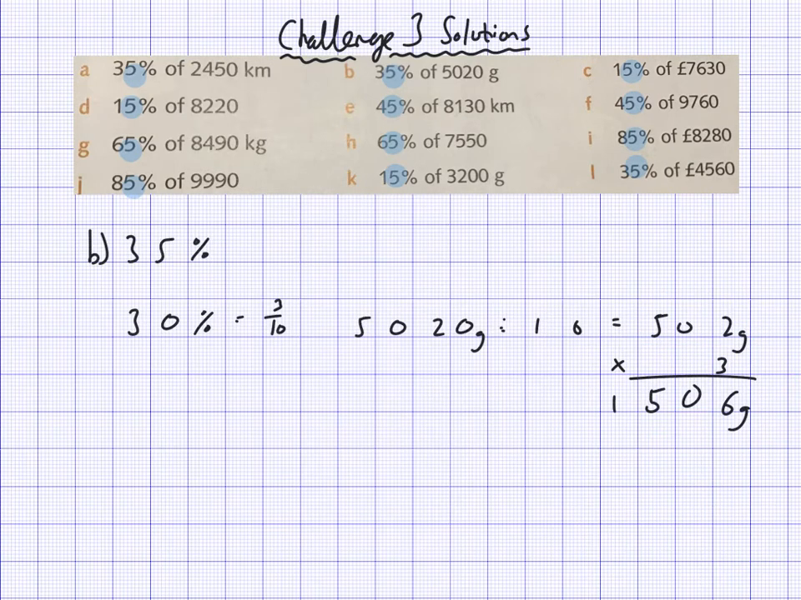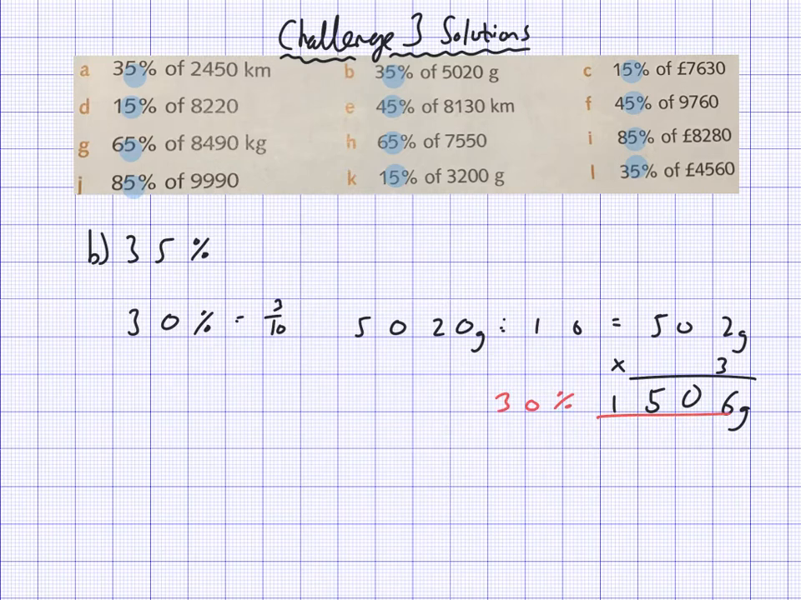B is also 35%. So again, I started off by finding 30% or 3/10 of 5,020. So I divided it by 10, which got me 502 grams. Multiplied that by 3, which got me 1,506 grams. So 30% is 1,506 grams.